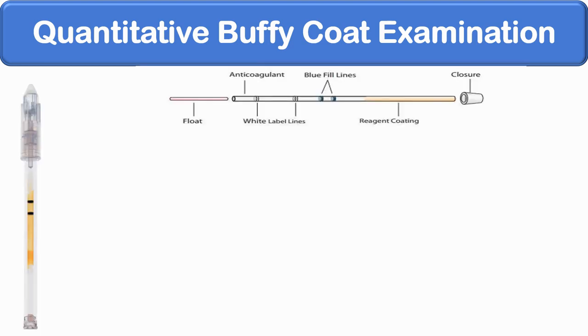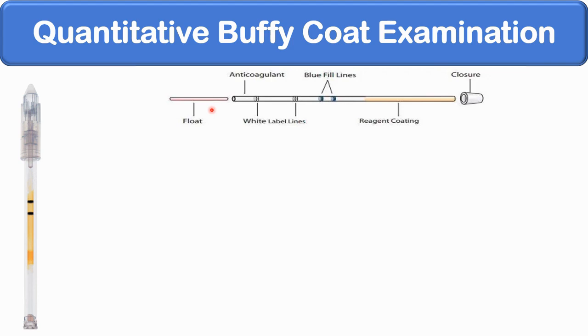Another important method of examination is quantitative Buffy coat examination. It is an advanced microscopic technique for malaria diagnosis. It consists of 3 basic steps. First, 60 microliter blood is collected in a QBC capillary tube coated internally with acridine orange. It also contains a precision float.